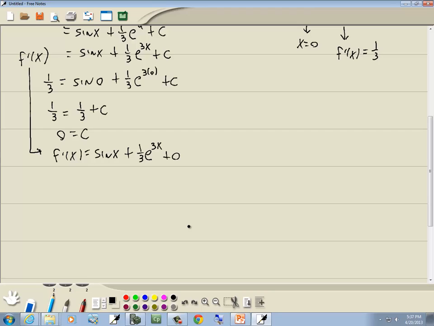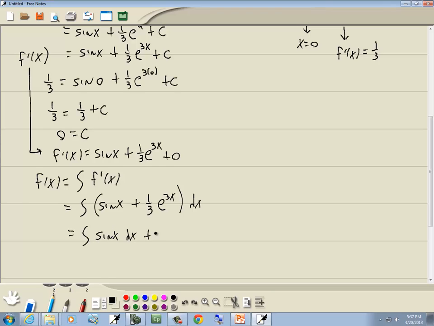Well, now we're ready to go back one more step. F of x is going to equal the integral of f prime. So that's going to be the integral of sine x plus 1/3 e to the 3x dx. I can split these up into separate integrals. So this will be the integral of sine x dx plus 1/3 the integral of e to the 3x dx.